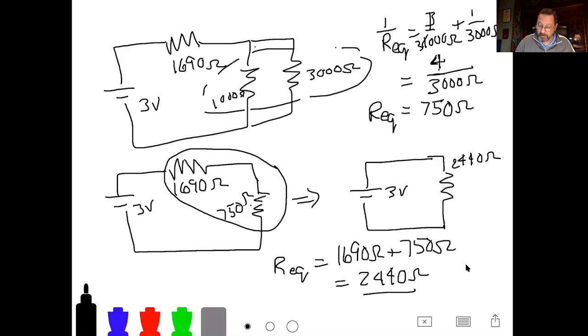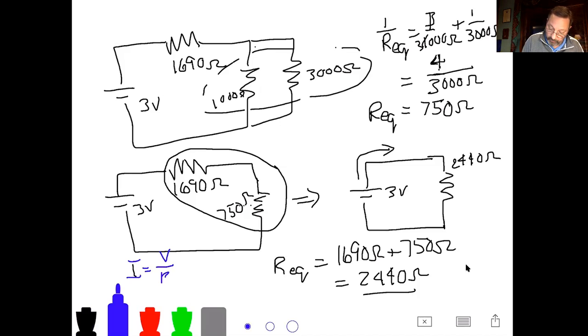Okay, great. So now what do I have to do? Well, I think the first thing I can do is figure out what the current is right here. Ohm's law says that the current right there is equal to the voltage, 3 volts, divided by the resistance, 2440 ohms. And when I did that, I got 1.23 milliamps.